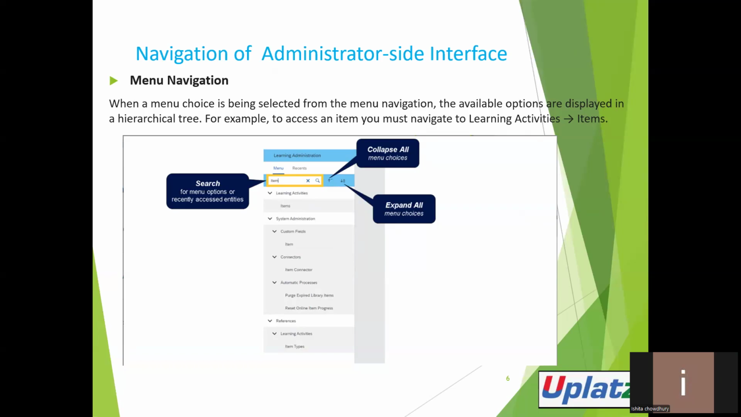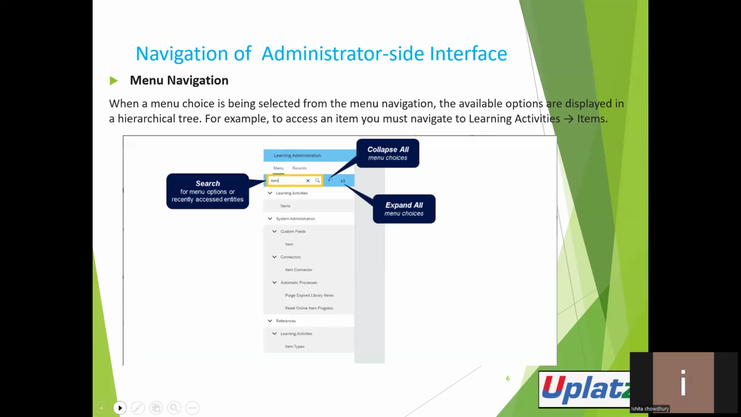Suppose I have input the keyword as item. When I have input the keyword as item, all the terminologies or fields which are related to item or which have a keyword of item, everything will appear over the screen, right?